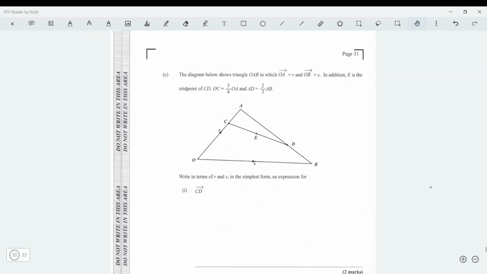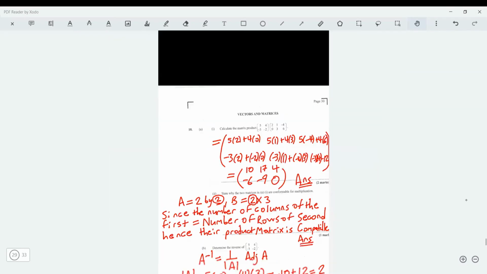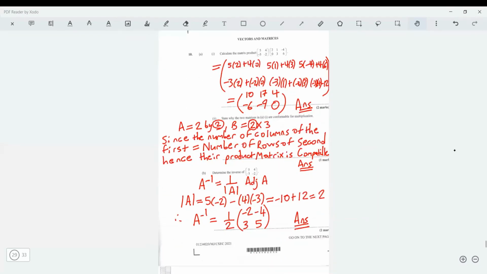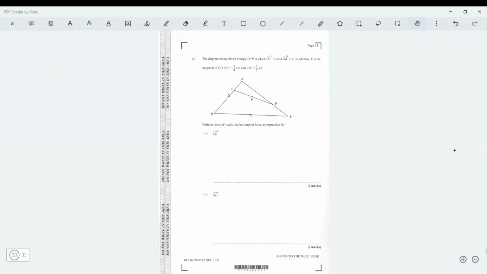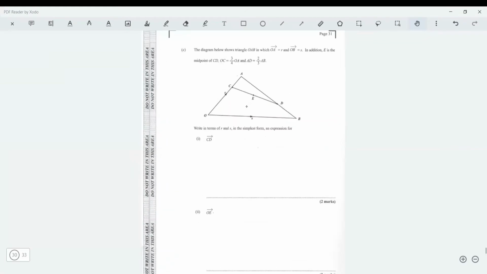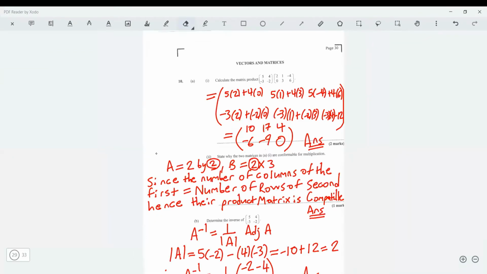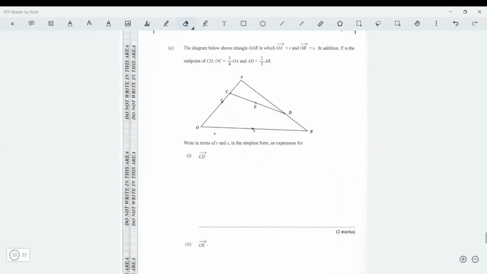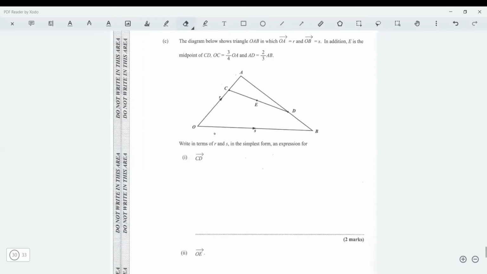And we'll finish with matrices just like that. Really done with matrices, just like that. Nice. Now this question is the vectors part. We'll finish the matrices part now and move onto vectors.